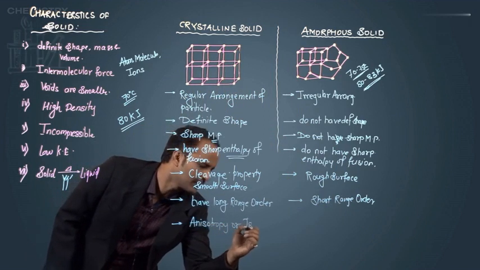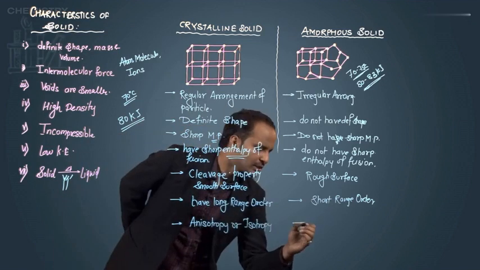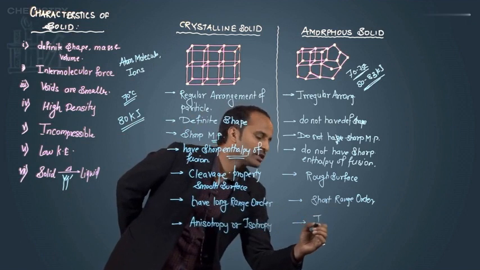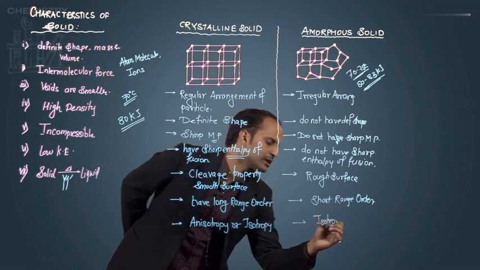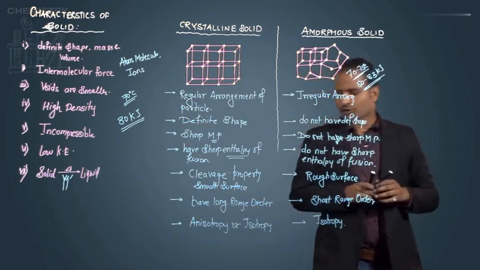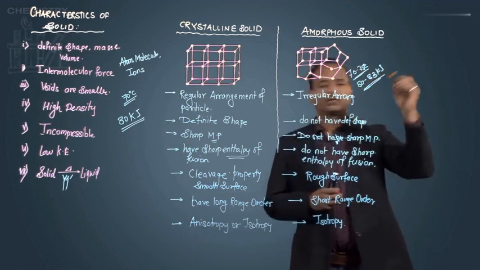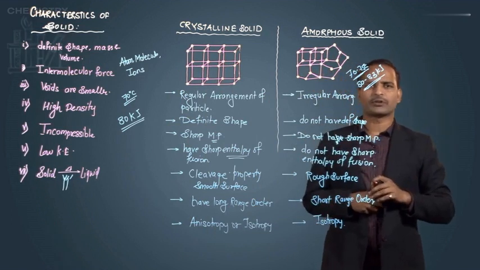Crystalline solids are anisotropic, while amorphous solids are always known as isotropic. Now, what are anisotropy and isotropy? Let's see the difference between the terms anisotropy and isotropy.